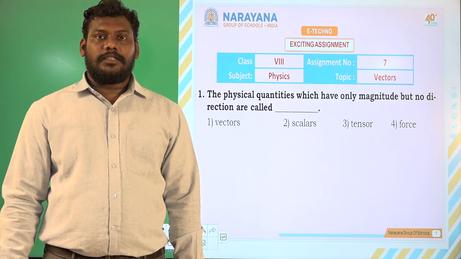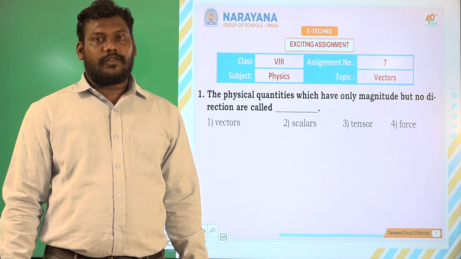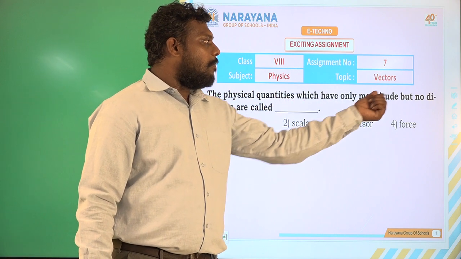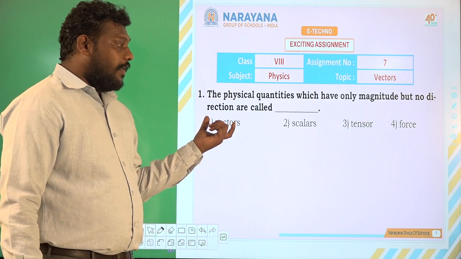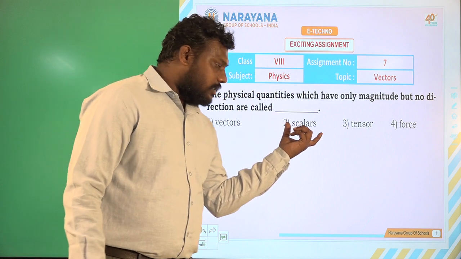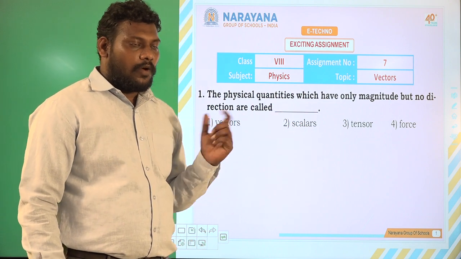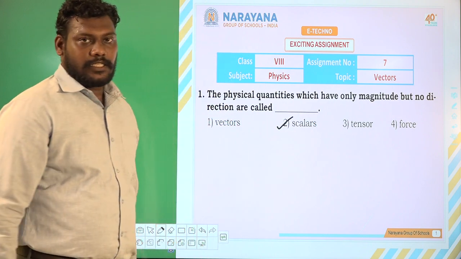Today we are going to discuss the assignment of 8th class under the topic vectors. Let us see the first question in this. The first question is: the physical quantities which have only magnitude but no direction. Vectors need magnitude as well as direction. Scalars are the quantities which don't need direction, they need only magnitude. So the answer for this question is scalars, right?